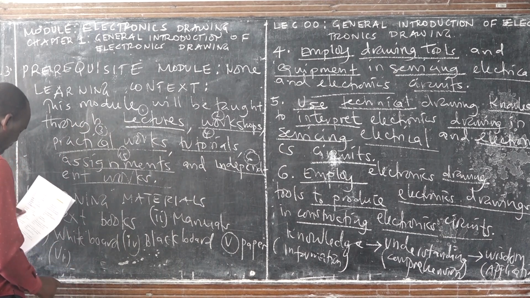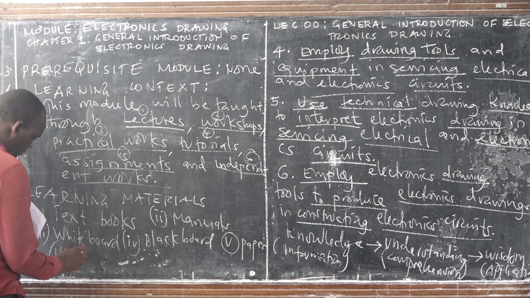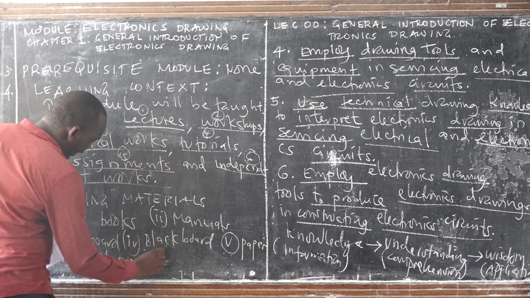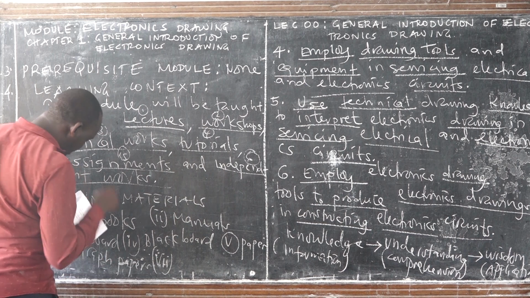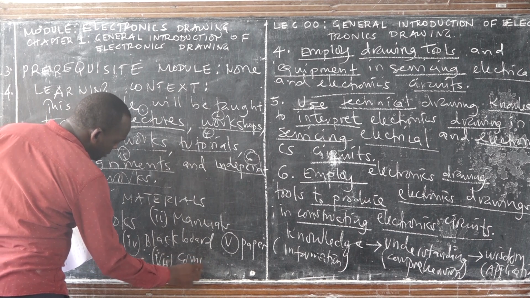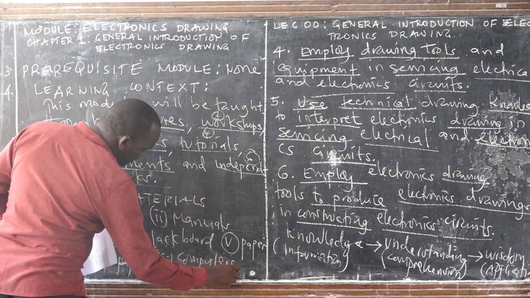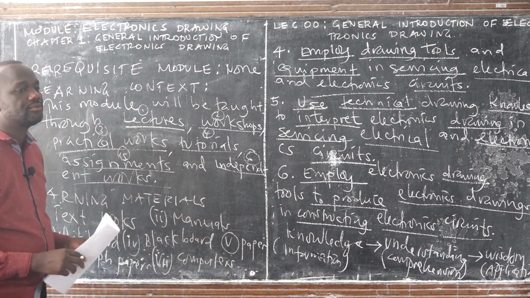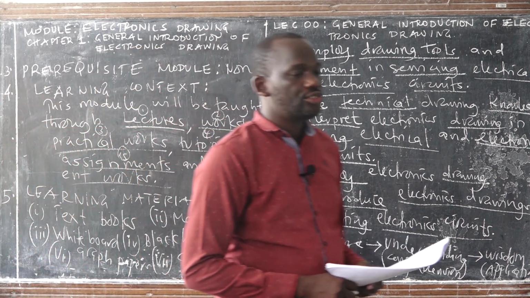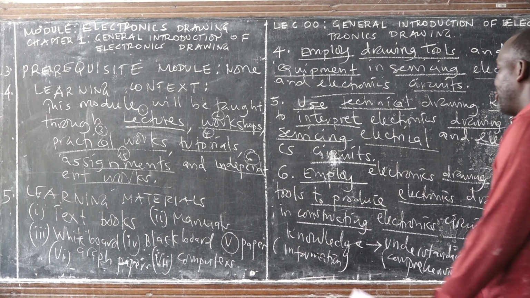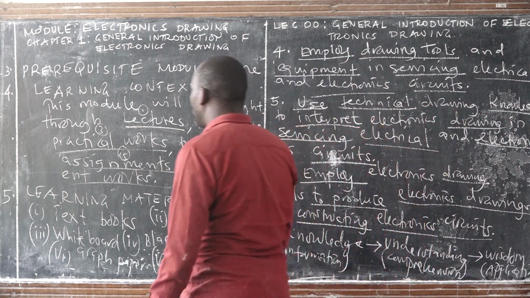This is for electronics drawing. Then sometimes you might need graph papers. And then another learning material, we call them computers. Yes, these are the materials that you need. So how many learning materials do you need in order to learn about electronics drawing? 7 materials.